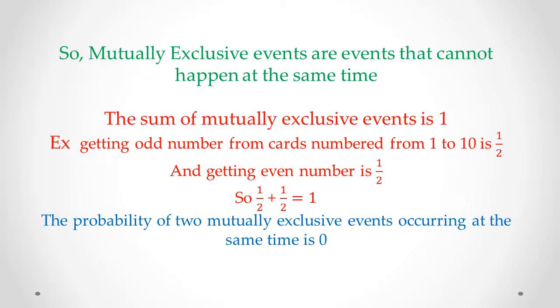The probability of the two mutually exclusive events occurring at the same time is 0, because we cannot have an odd number and an even number at the same time.